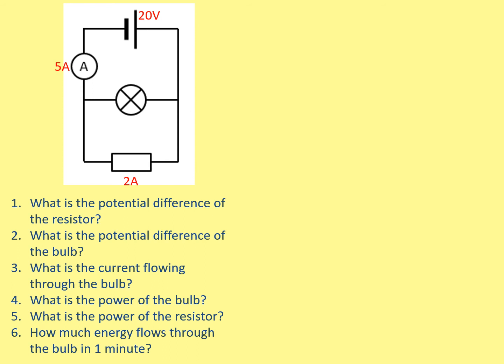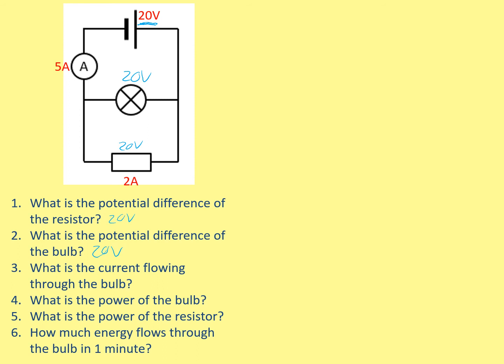Question number 1. What is the potential difference of the resistor? Well, I'm going to draw this in blue. We know that if it's a parallel circuit, the cell has a potential difference of 20 volts. Therefore, the bulb would be 20 volts and the resistor will be 20 volts. So it's 20 volts. What's the potential difference of the bulb? Same as the cell, 20 volts.